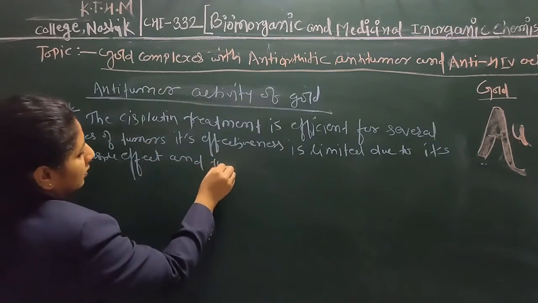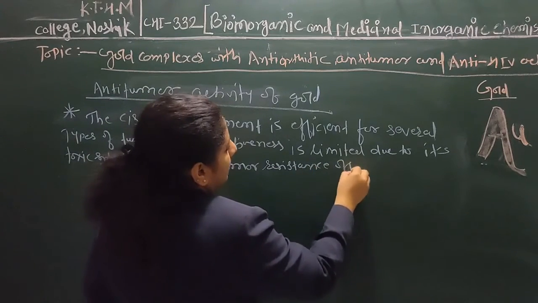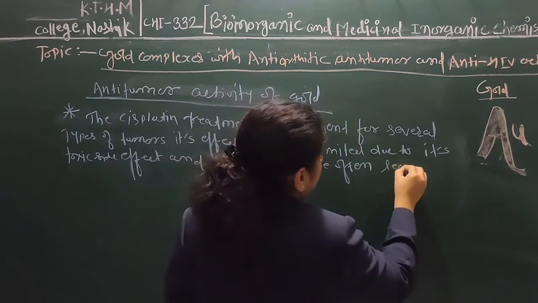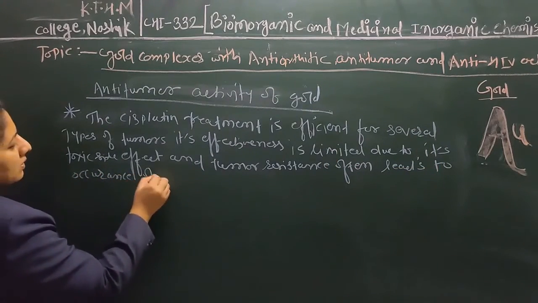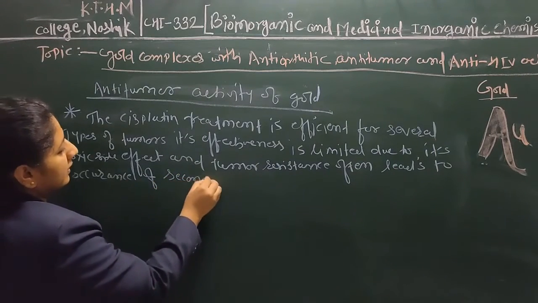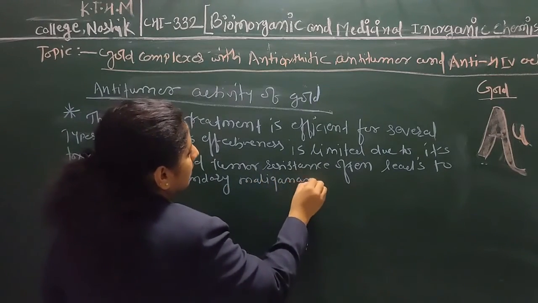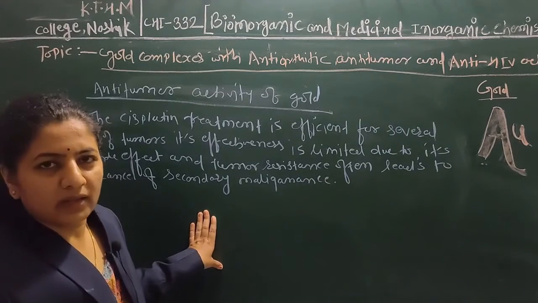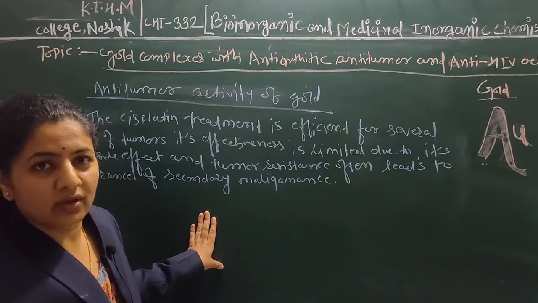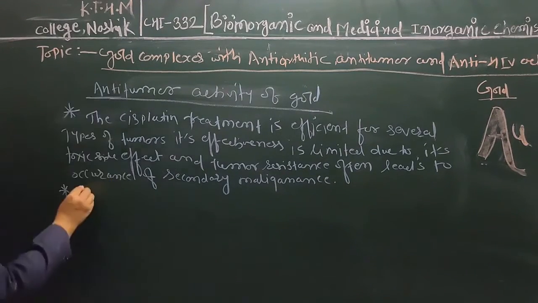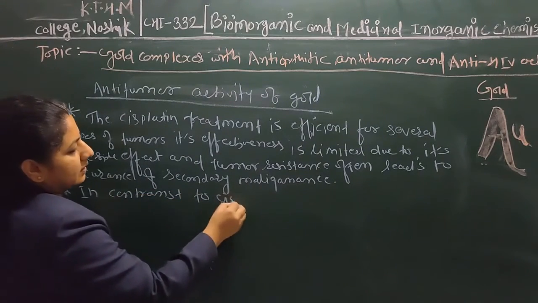and resistance often leads to occurrence of secondary malignancy. This is overcome by the gold complexes. Gold is isoelectronic with the platinum complexes, so it shows a remarkable anti-tumor activity in contrast to cisplatin.